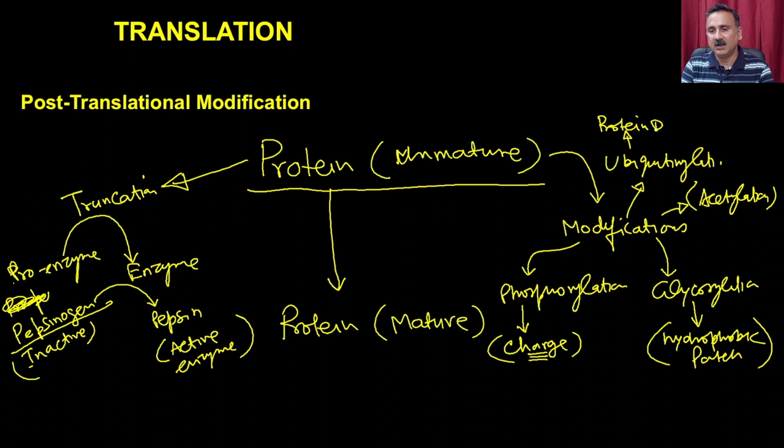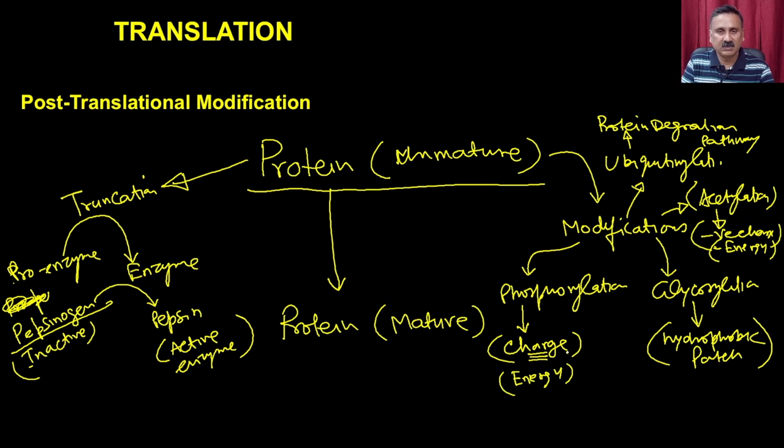that is also a part of the protein degradation pathway, so it's actually going to induce the protein degradation, and acetylation is also going to induce the negative charge, and it's actually going to add up the energy part, right? So it's going to add up the high energy bonds, and that's how it's going to provide the energy into the system. Same is happening with the phosphorylation also, that is also going to add up the energy into the system, and that's how it's going to incorporate the high energy into the system.